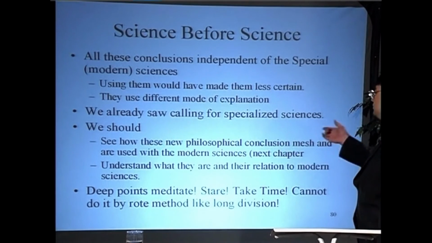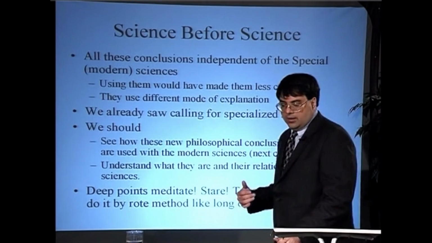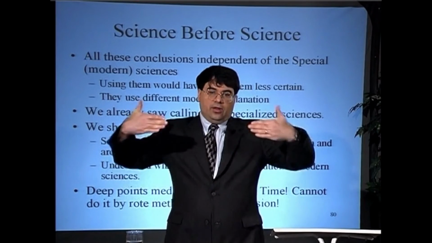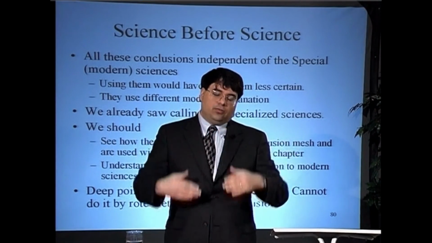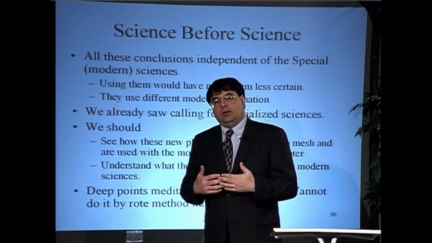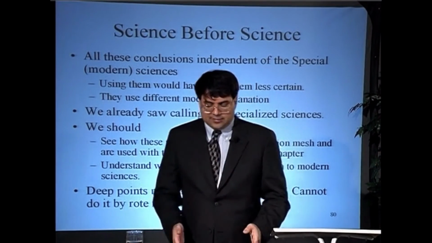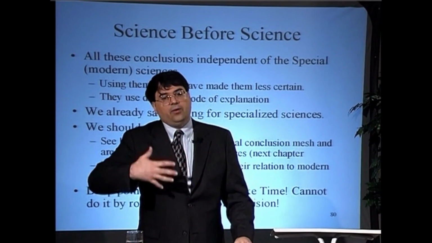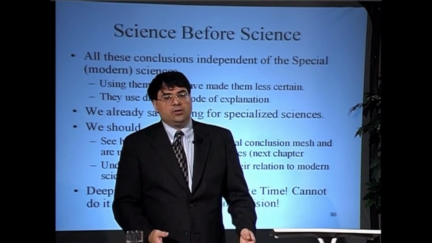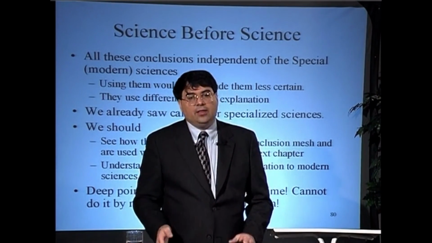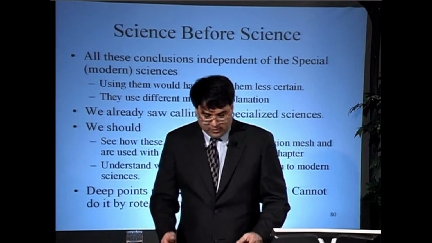So we should see how the new philosophical conclusions mesh and are used in the modern sciences. We want to do that because we have all this modern scientific knowledge, and we now have this new philosophical knowledge, and we want to see how they meet. And that's what we're going to do in the next chapter. We're going to try and follow where this leads us, bringing in the specialized sciences a little bit, but even more than that, carrying forward our philosophical conclusions of this chapter and applying them so that we can understand more of the ins and outs of them.